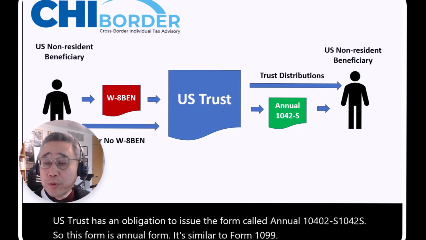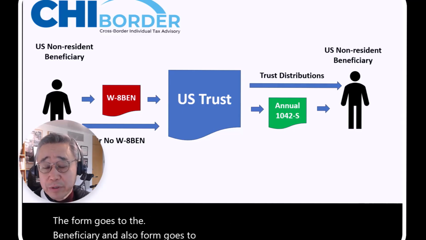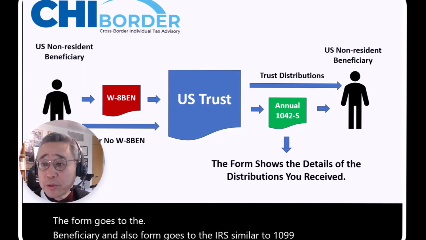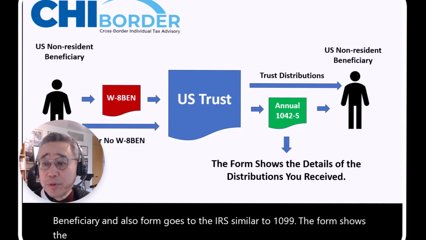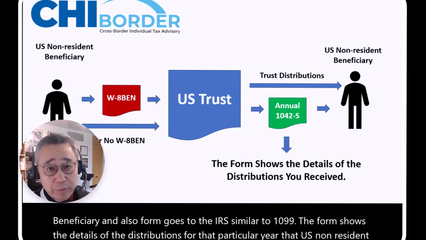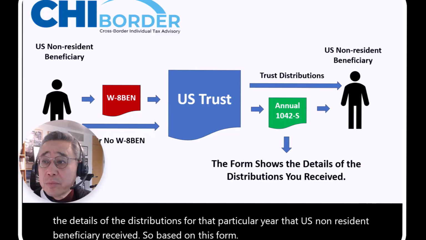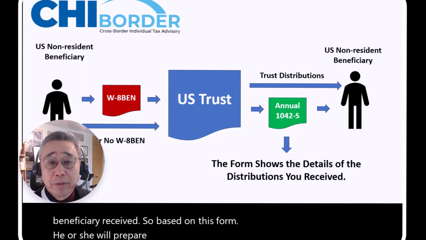The form goes to the beneficiary, and also goes to the IRS. Similar to 1099, the form shows the details of the distributions for that particular year that the U.S. non-resident beneficiary received. So based on this form, he or she will prepare tax returns now in their own home country.